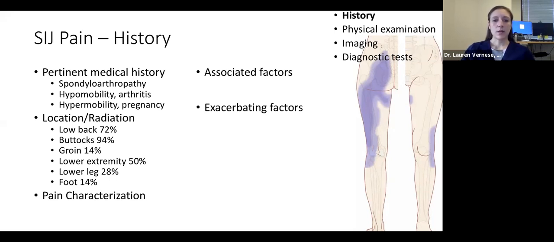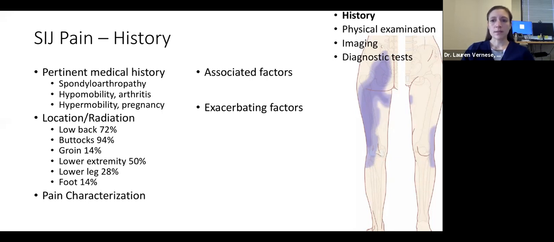Additionally, 14% will report groin pain, so you might then be thinking, is this a hip issue or is this a spine issue? 50% of patients will report lower extremity pain, with about 28% reporting it past the knee. I was actually always trained that anything past the knee is going to be from the lumbar spine, meaning a radiculopathy or a pinched nerve in the back.